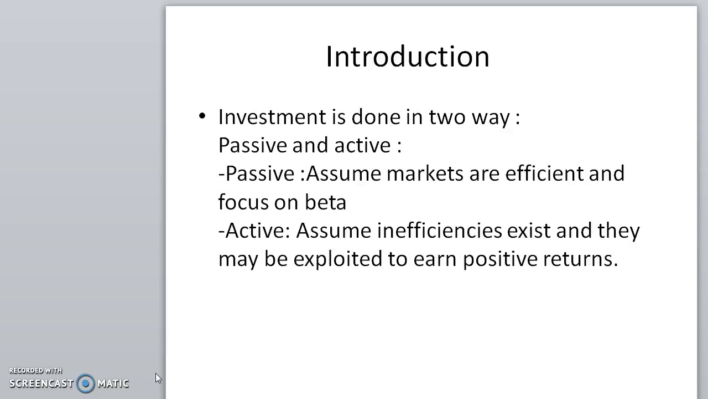Investment is done in two ways, active and passive. Passive managers assume that markets are efficient and focus on beta drivers of return. Beta is a measure of sensitivity relative to a particular market index and is a measure of systematic risk. However, active managers, on the other hand, assume that inefficiencies exist and this can be exploited to earn positive return after adjusting for beta risk.